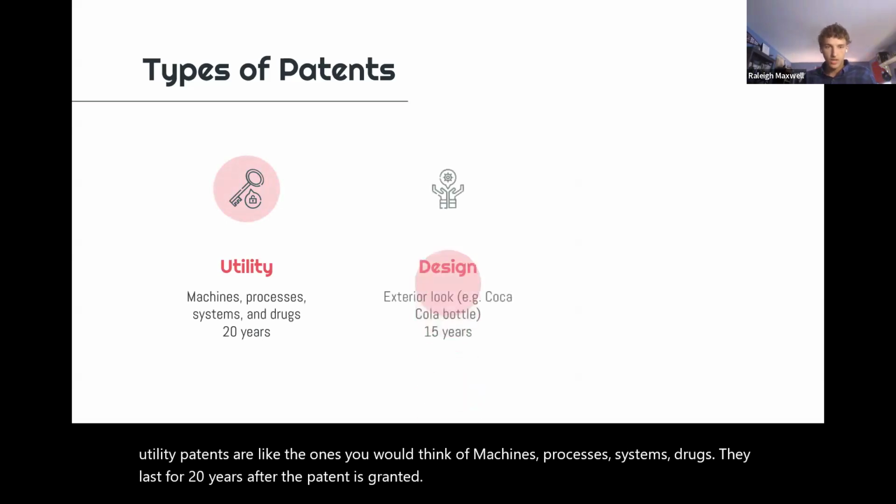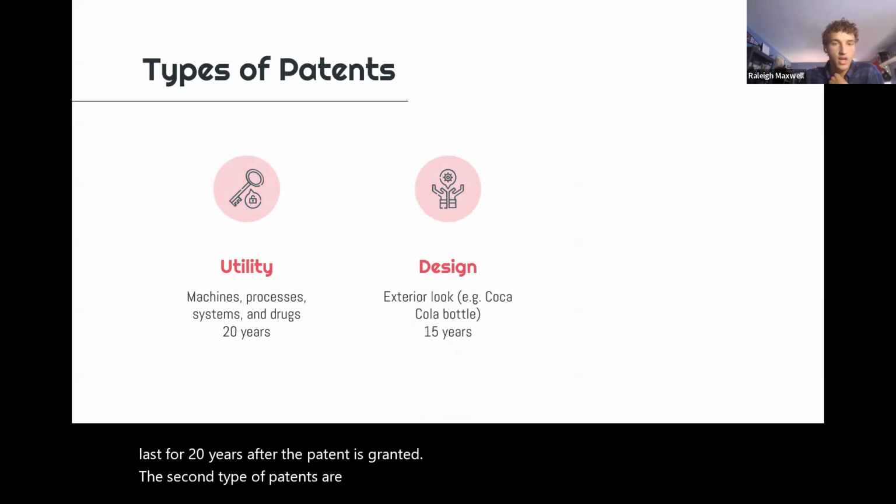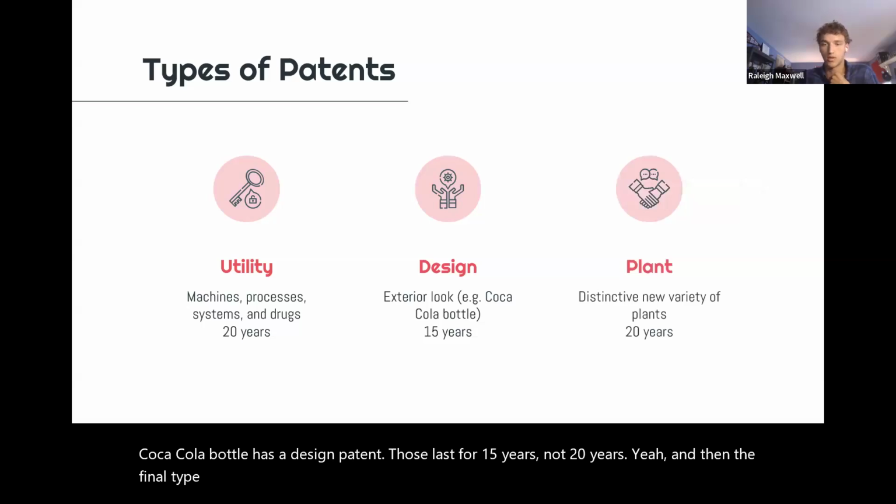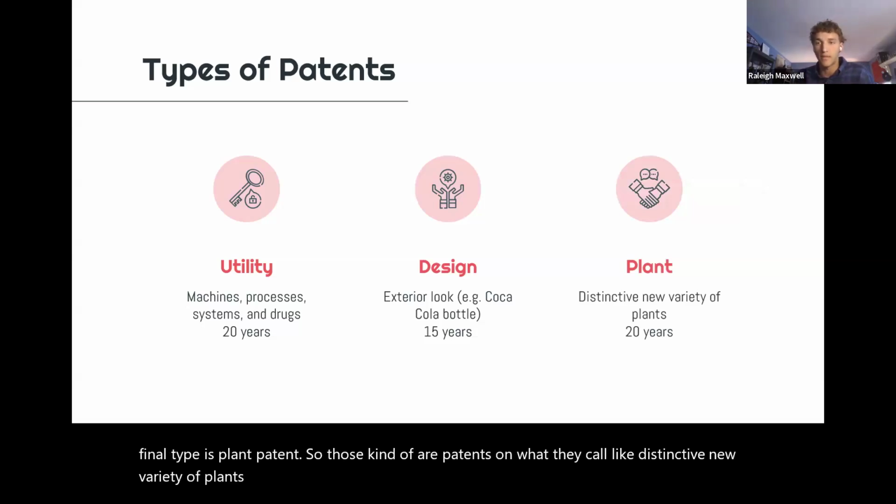The second type of patents are design patents. Those refer to patents on exterior look. So the Coca-Cola bottle has a design patent. Those last for 15 years, not 20 years. And then the final type is plant patents. Those are patents on what they call a distinctive new variety of plants. So when you modify a plant, you can patent that, and then you get to hold that for 20 years.